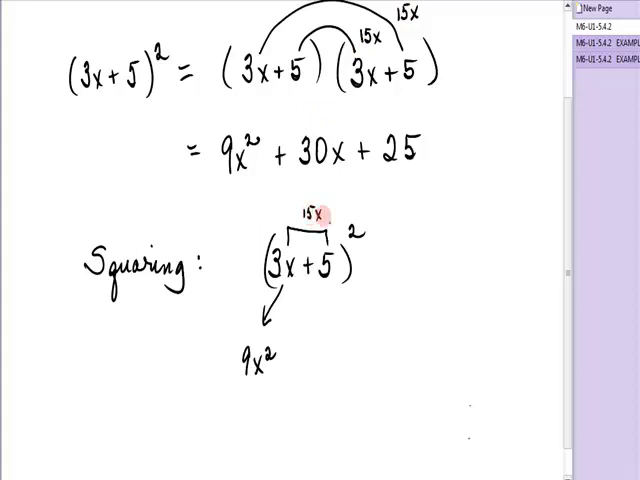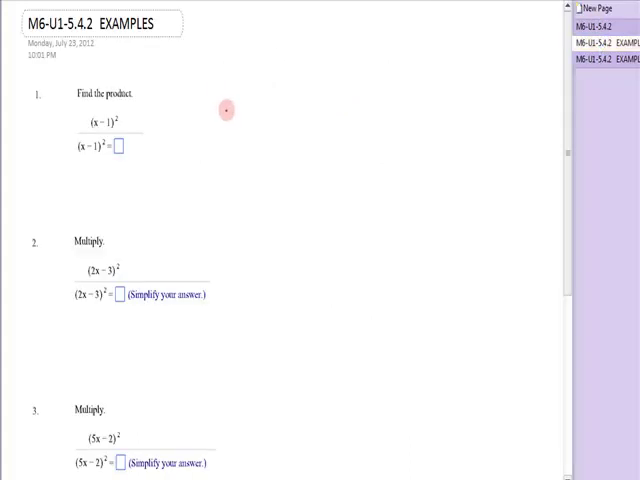And if you have trouble remembering that, well, there's a 2 sitting there. So that will give you 15x times 2 is 30x. Then square the last one for plus 25. It's a little bit faster. So I'm going to use this shortcut to square the binomials in this lesson. You will get them all right if you just choose to use FOIL. All right, the first one.